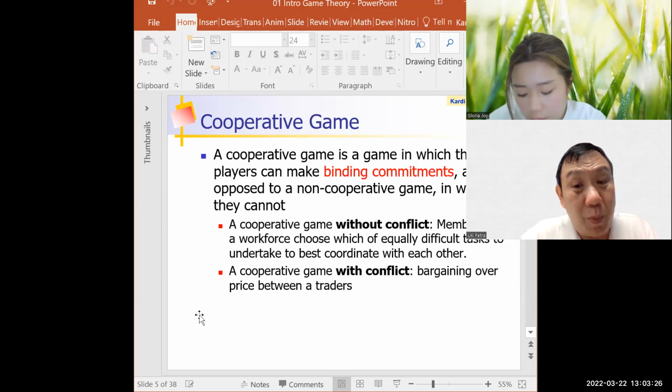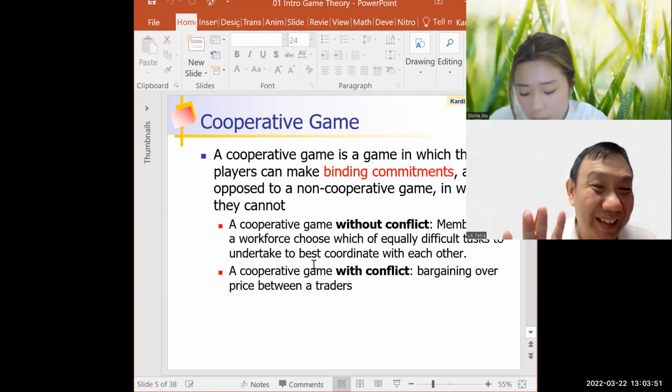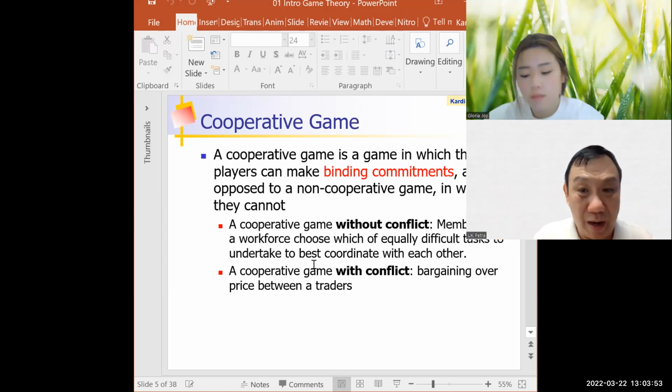Okay, there are two possibilities also. One is a cooperative game without conflict or with conflict. These are the examples I gave you. So members of a workforce choose which of equally difficult tasks, for example, to undertake, and then they coordinate with each other. So it's teamwork, right? In a team, you work together in a cooperative way without conflict. That is one of the game theory settings.